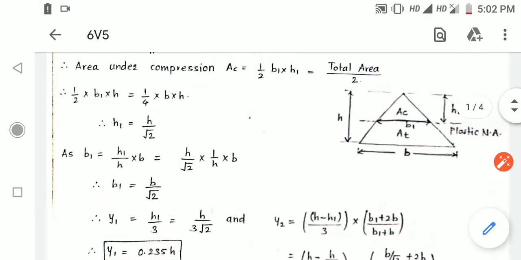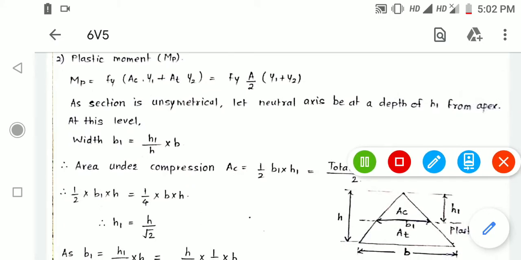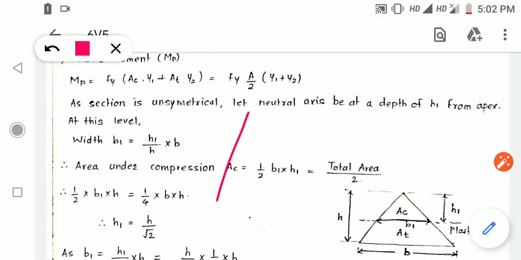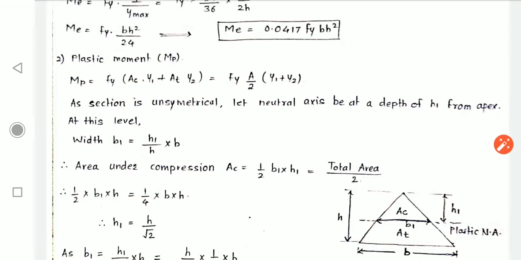Similarly, we have already calculated ME.